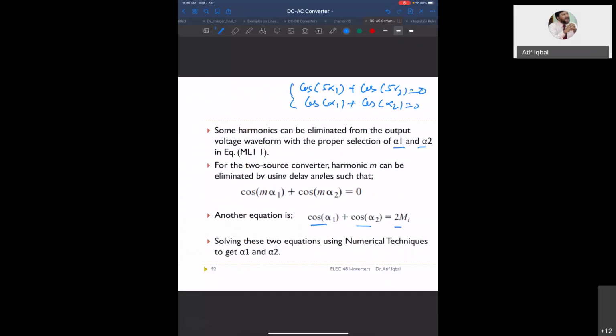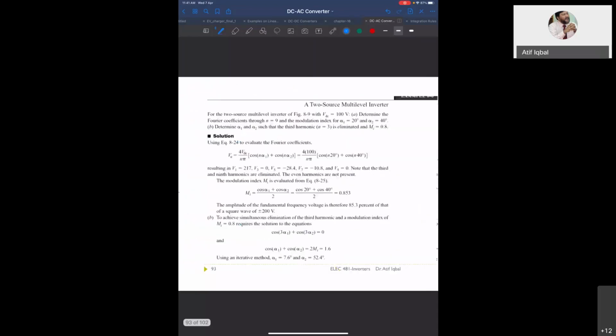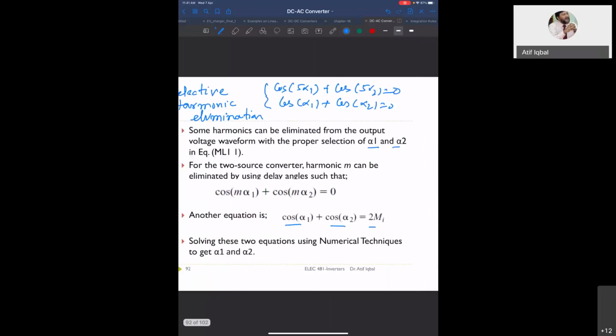Now we have to solve these two equations using an analytical or numerical approach. There are many methods that have been proposed in the literature to solve these equations. They are called selective harmonic elimination, because you select which harmonics are to be eliminated. If you want to eliminate the fifth, seventh or ninth harmonic, then accordingly you choose the values of alpha 1 and alpha 2. Okay. Any question?